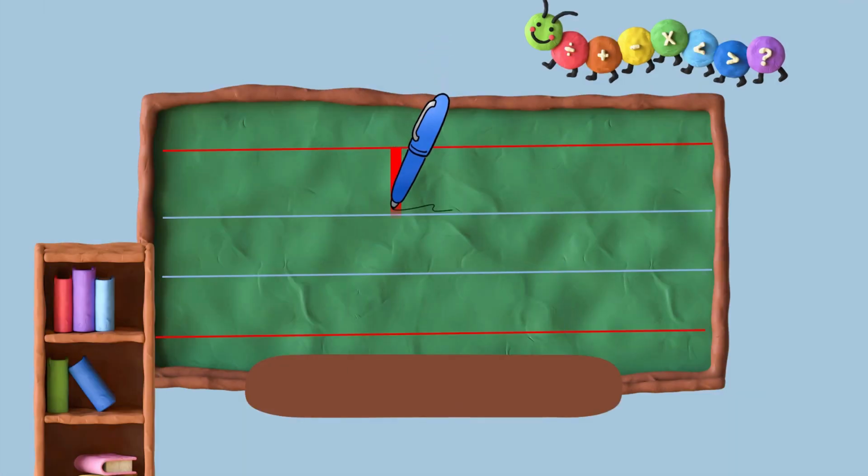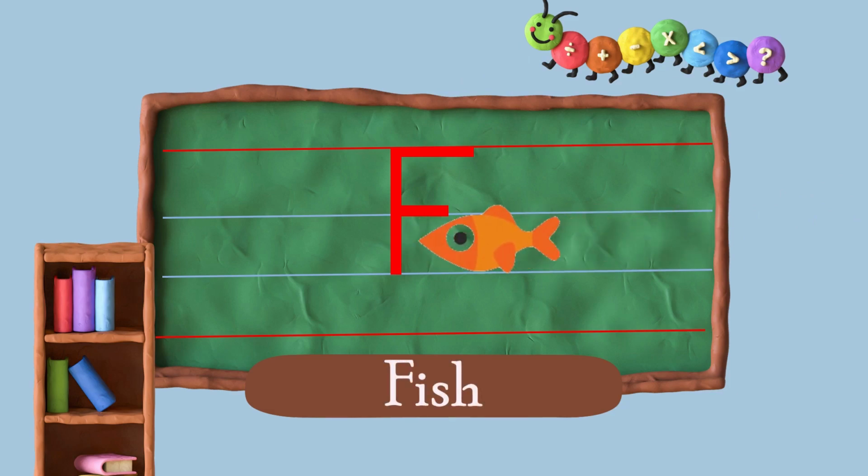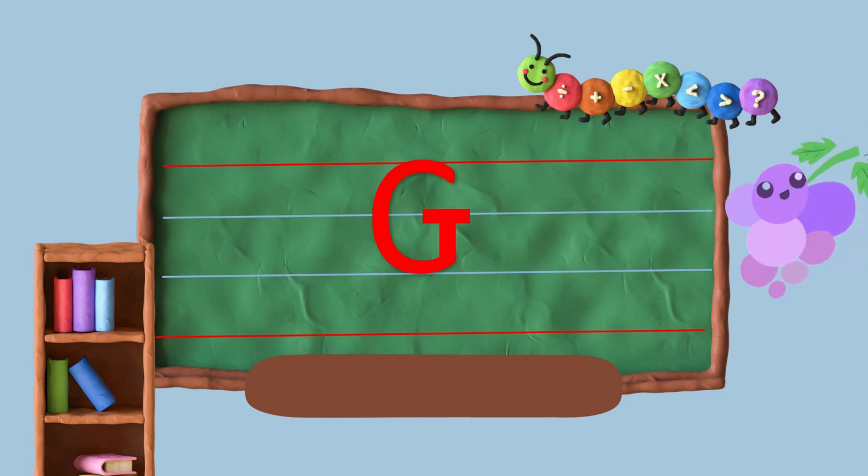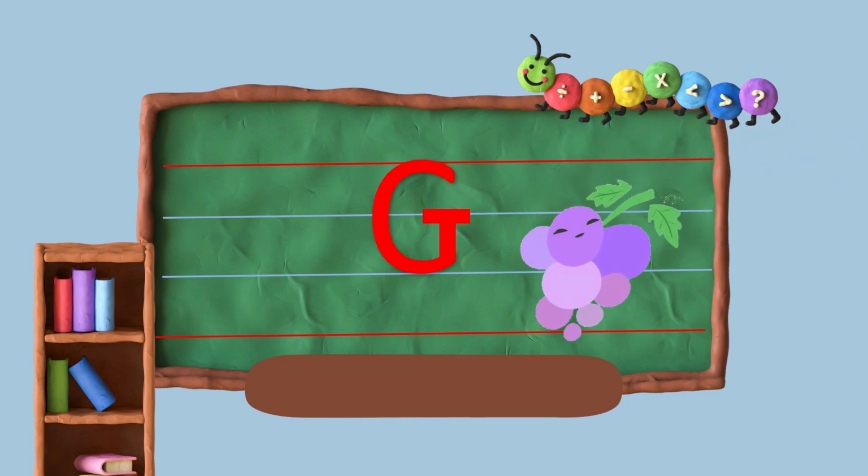Draw a standing line, sleeping line, again sleeping line. It makes the letter F. F for fish. Draw a left curve. Now draw a standing line and sleeping line. Makes the letter G. G for grapes.